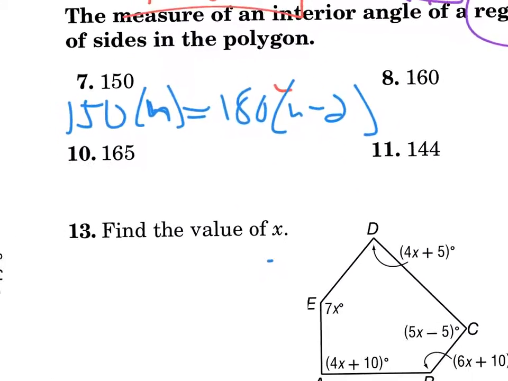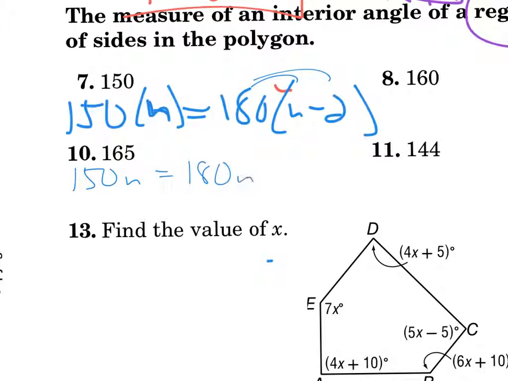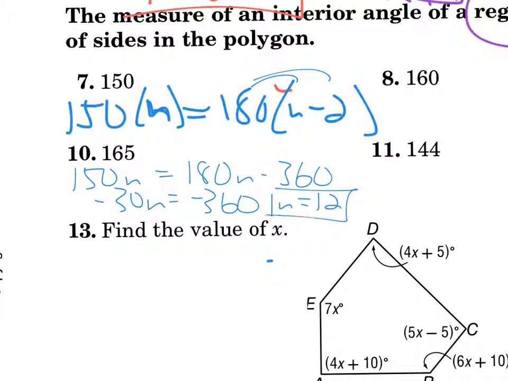Let's zoom in here so we can see it a little better. Okay, so I need to distribute the 180. And then I'm going to bring all the n's to the left. Keep the 360 on the right. So I get 150n equals 180n minus 360. All right, subtract the 180n over. So I get negative 30n equals negative 360. And when I divide by negative 30, I'm going to get n equals 12. Okay, you should always get a positive answer, obviously, for the number of sides. You can't have a negative number of sides in your angle.